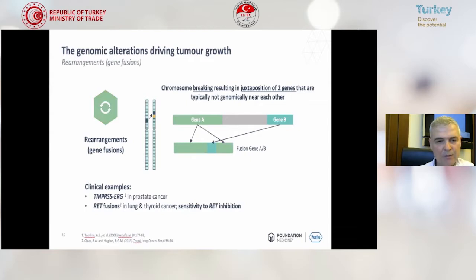Rearrangement mutations or gene fusions are another example. For example, RET fusions in lung cancer or thyroid cancer can be targeted with a very new drug, which is in the market very recently.